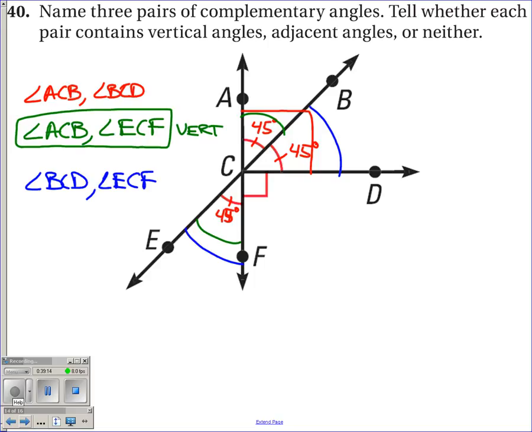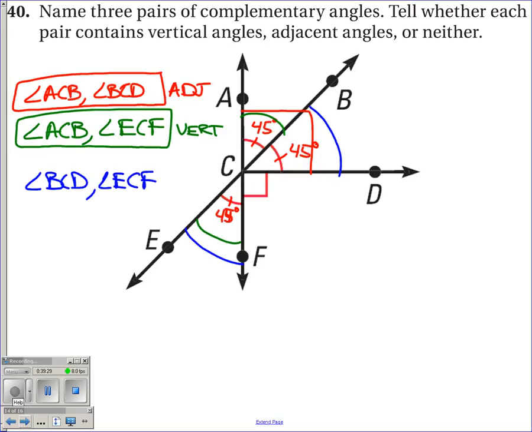Adjacent angles. Well, we do have adjacent angles, and that comes from these two. They have a common side, that common side being ray CB.